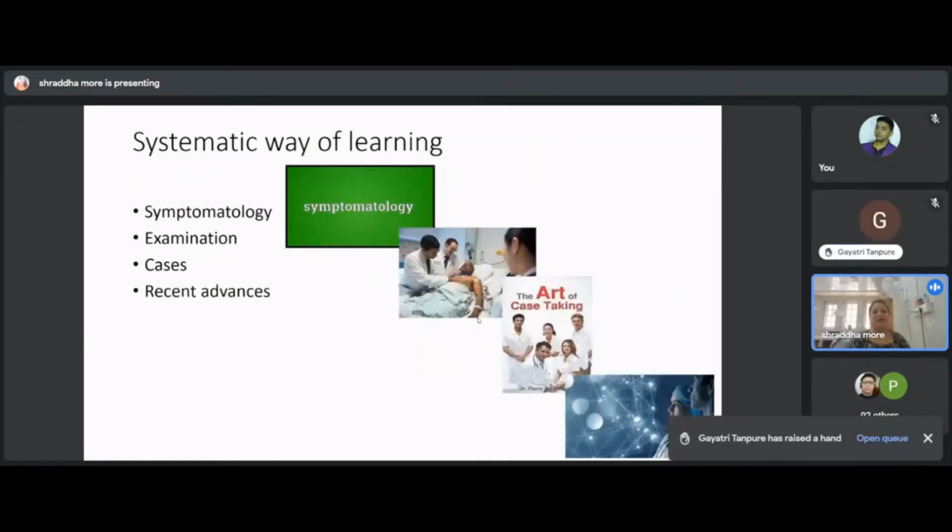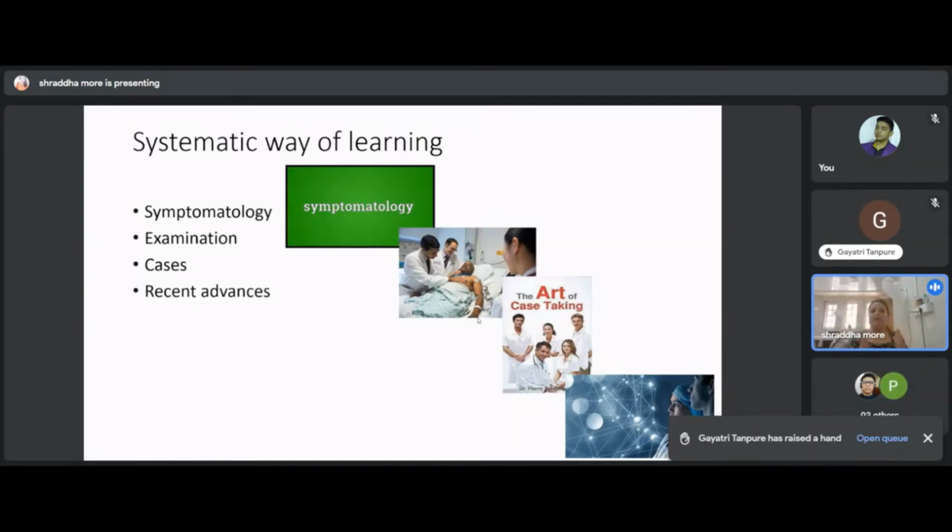Once you come to medicine, what is the systematic way of learning? Take a student of second MBBS who has just passed first year, on the first day of the medicine posting. If you say that I want to take a case of multiple sclerosis and present it, a big no for that. You have to be very systematic. Do not mess it up.